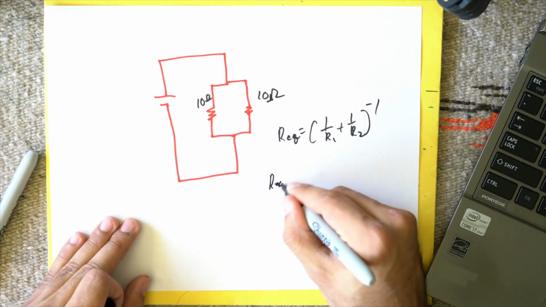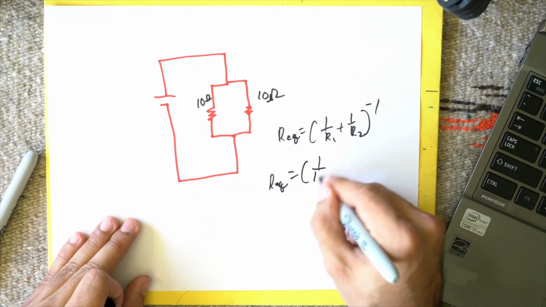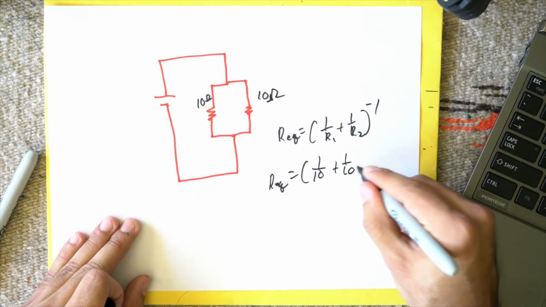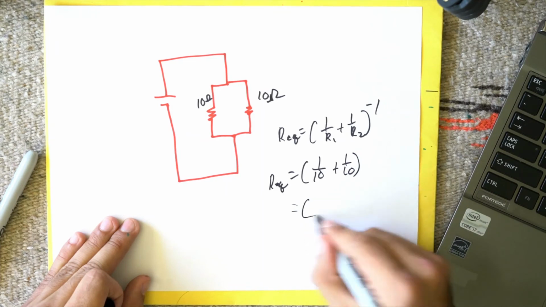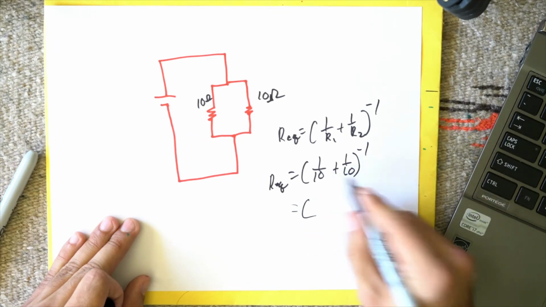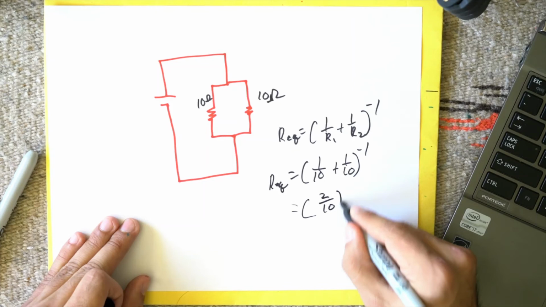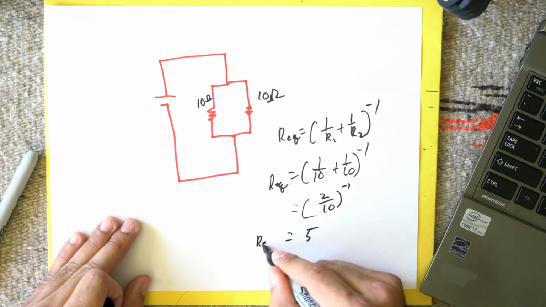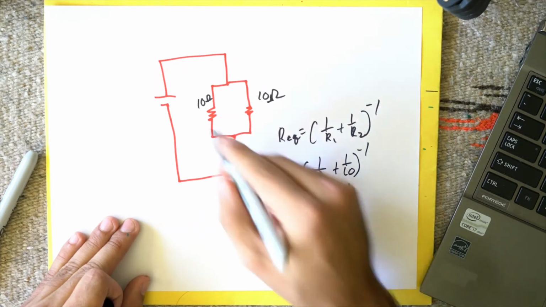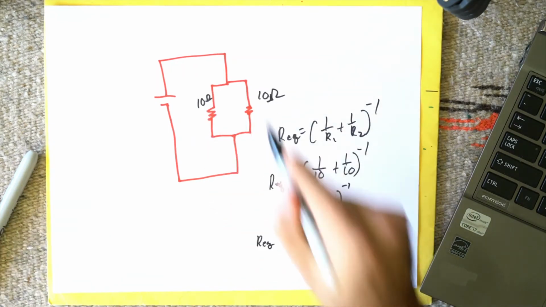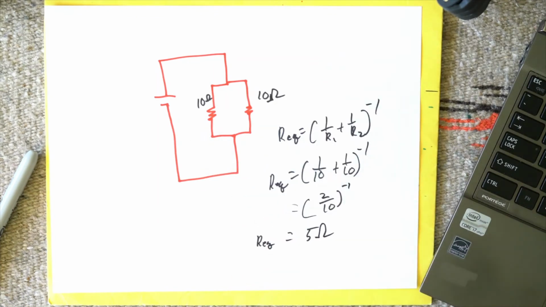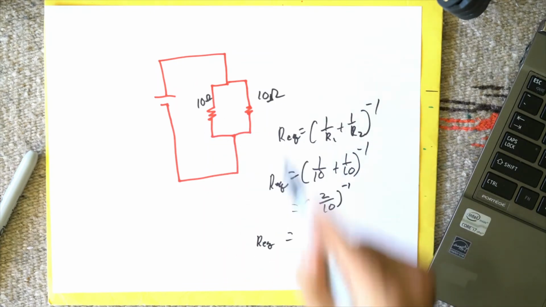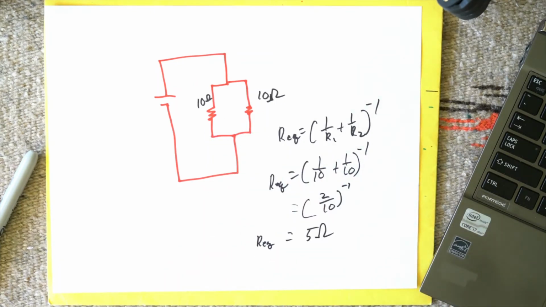So R equivalent equals 1 over 10 plus 1 over 10, to the negative 1. Don't forget that. That equals 2 over 10 to the negative 1. So that would actually be 5. R equivalent is 5, which is half of 10. If you did that with 2 and 2, it would be 1. 4 and 4, it would be 2. Any numbers that are identical, if they are in parallel and you do the equivalent resistance for them, it would be half of whatever the original value is.